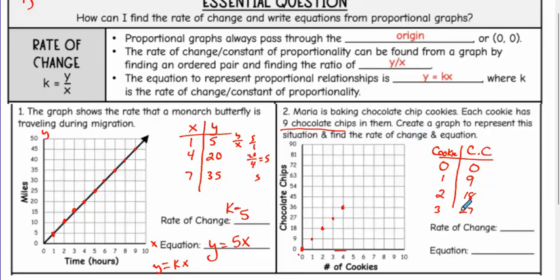Okay. So then the rate of change, anytime they give you 1 to something, that's automatically your rate of change or your unit rate, which we have talked about. Unit rate is the same thing as your rate of change. So your rate of change is 9. So my equation is simply y equals 9x.